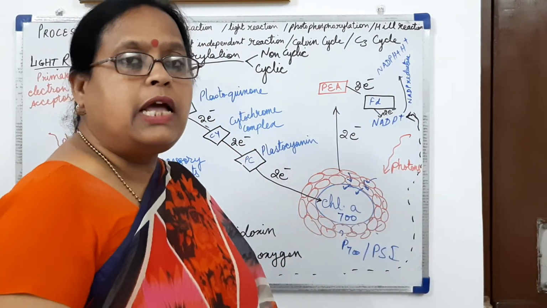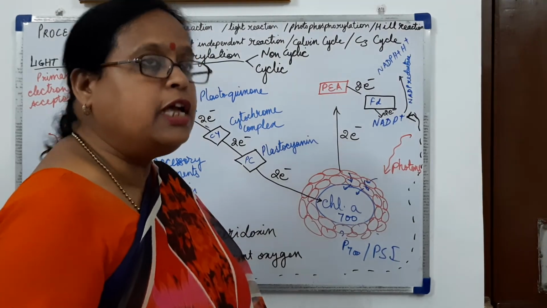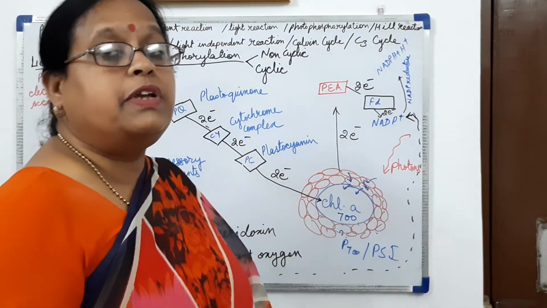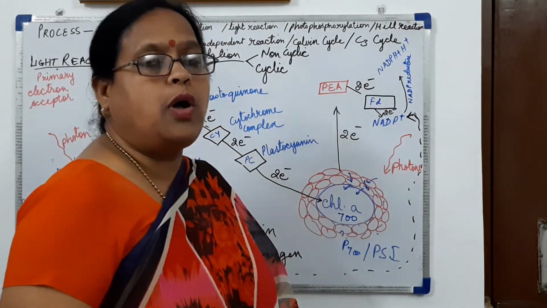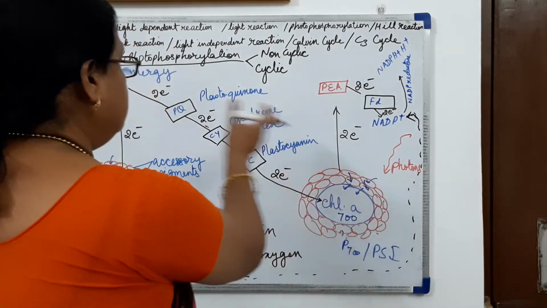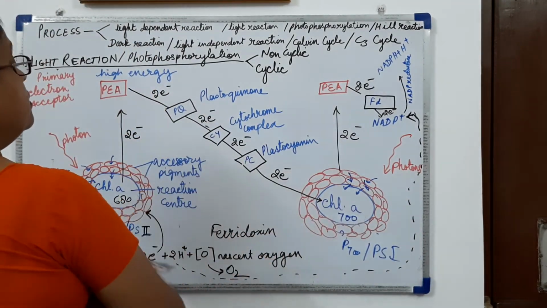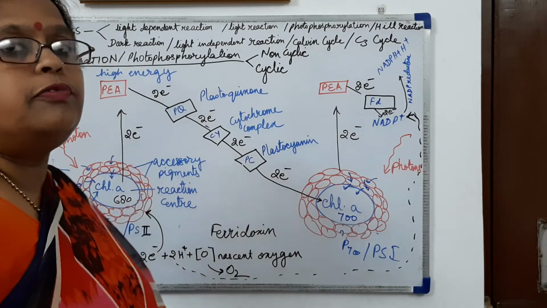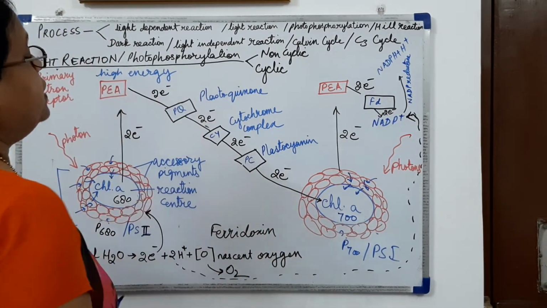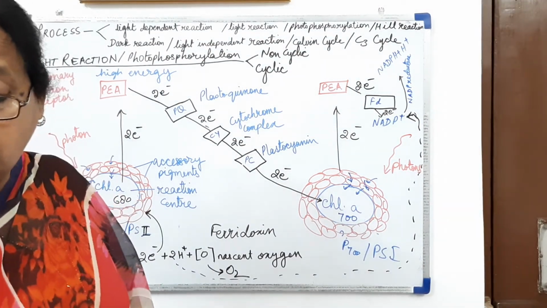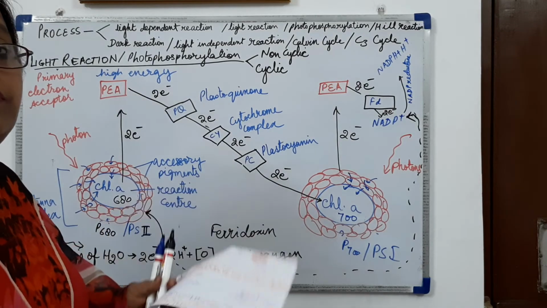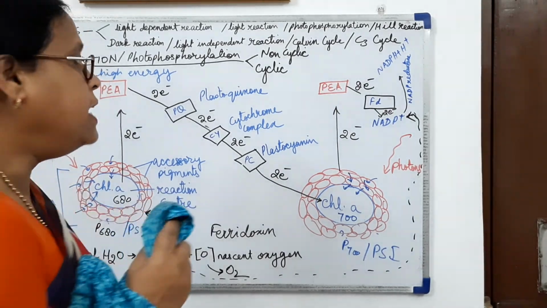Now this H, why we write separately? Because this H will combine with other H to form water molecule. So this is how the mechanism of photosynthesis takes place. Now because it is the photophosphorylation, so means that we are finding somewhere the synthesis of ATP also.